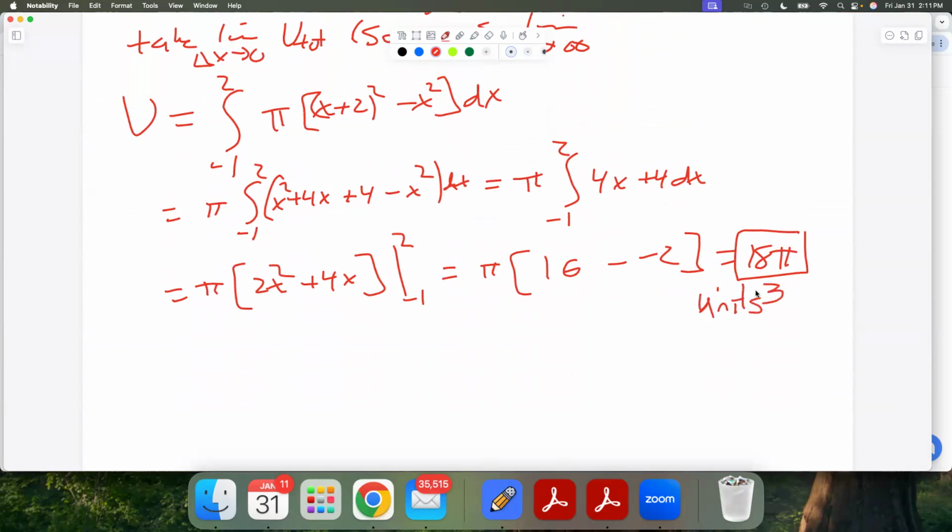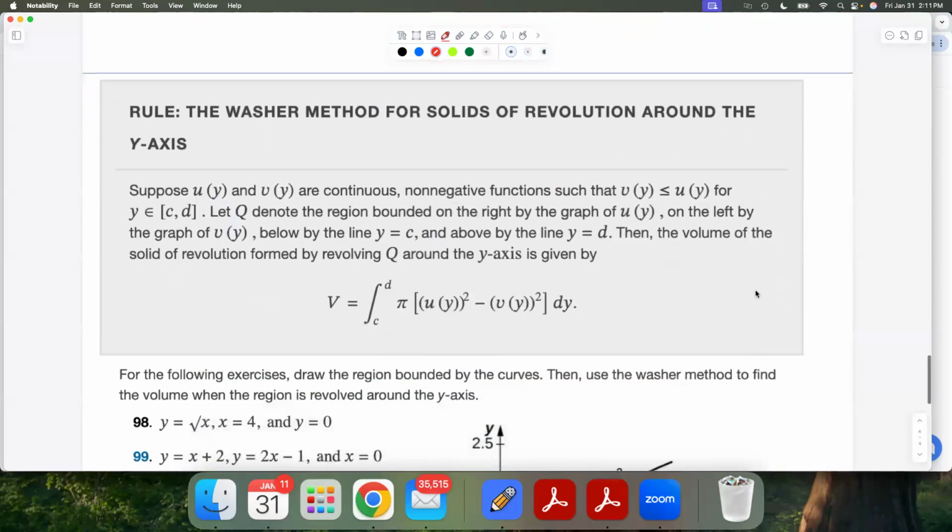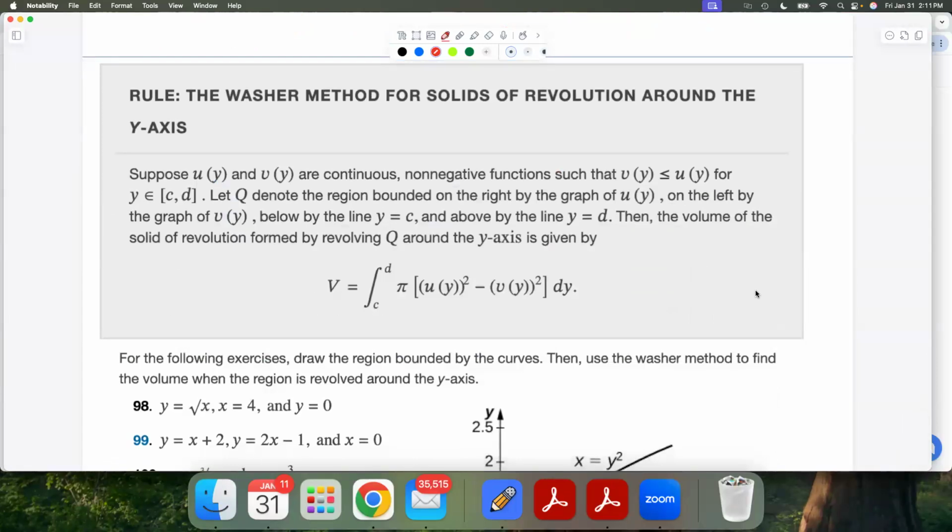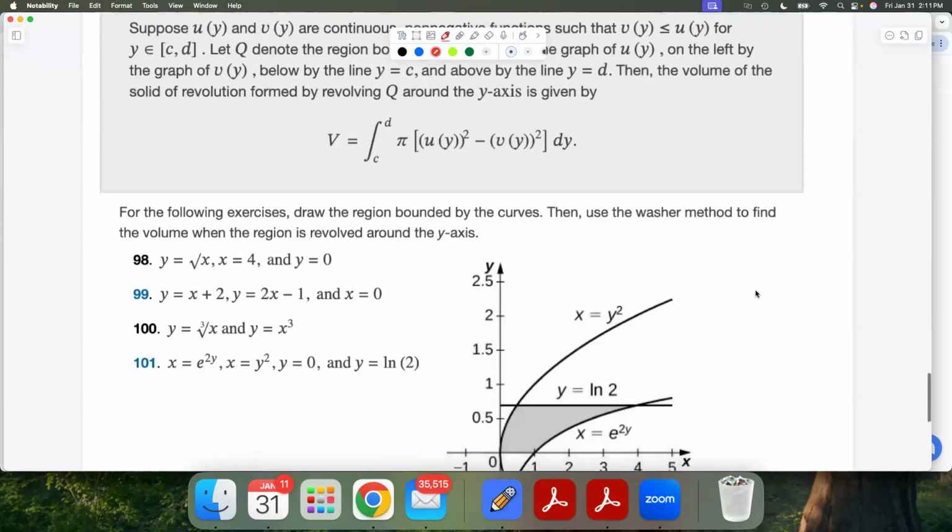Units cubed, because it's a volume. Okay, what if we're rotating around the y-axis instead of the x-axis? If we're rotating around the y-axis, we're going to have vertically stacked washers.